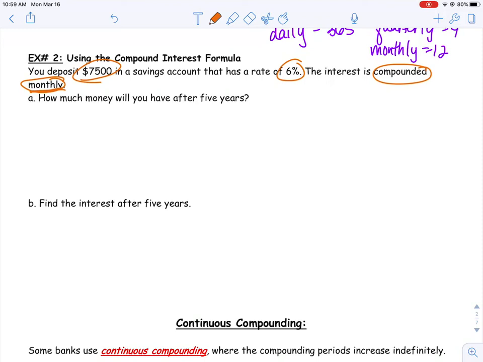So I know it's compound interest. I know it's calculated more than once a year. It's doing it monthly. So I have to use the formula that we just talked about up above. Remember it was this one, A equals P times (1 plus R over N) to the NT power. Now let's plug in our information.